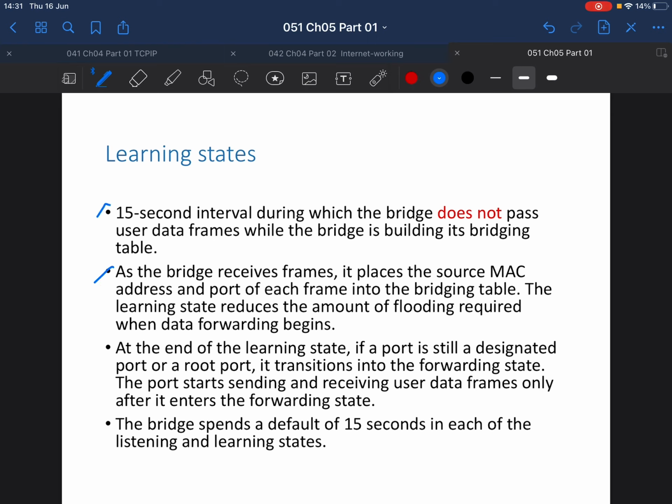At the end of the learning state, if a port is still a designated port or root port, it transitions into the forwarding state. The bridge spends a default of 15 seconds in each of the listening and learning states.